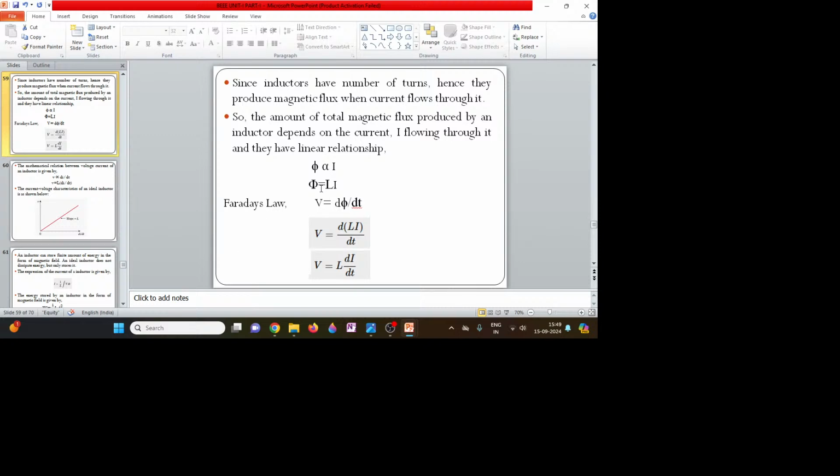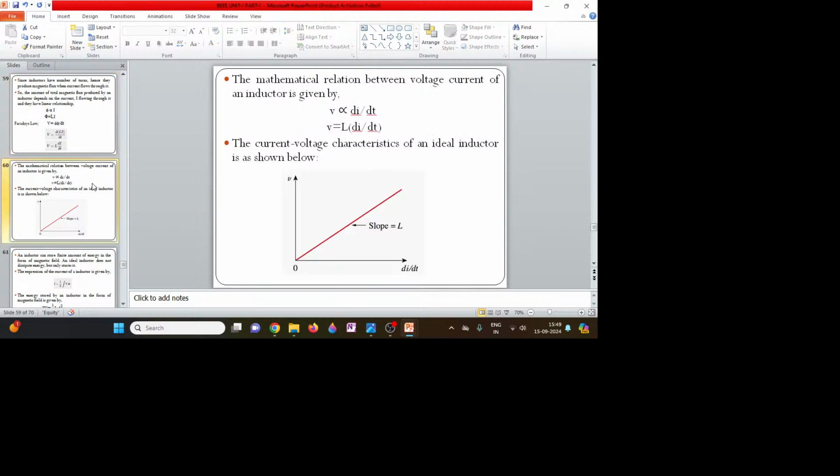Now here, as I said, since flux is directly proportional to current and since V is equal to d phi by dt, instead of phi I can write I. So I can say voltage is directly proportional to di by dt, because flux is directly proportional to current. If voltage is directly proportional to d phi by dt or di by dt, you can replace the proportionality by the inductance value. So L is nothing but the proportionality constant. So V is equal to L into di by dt.